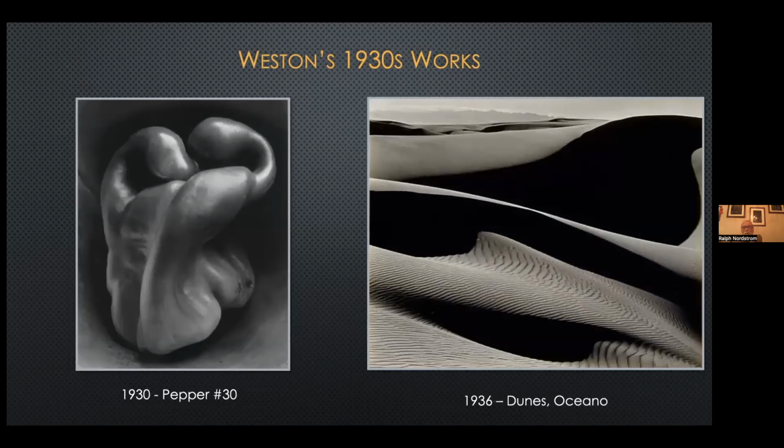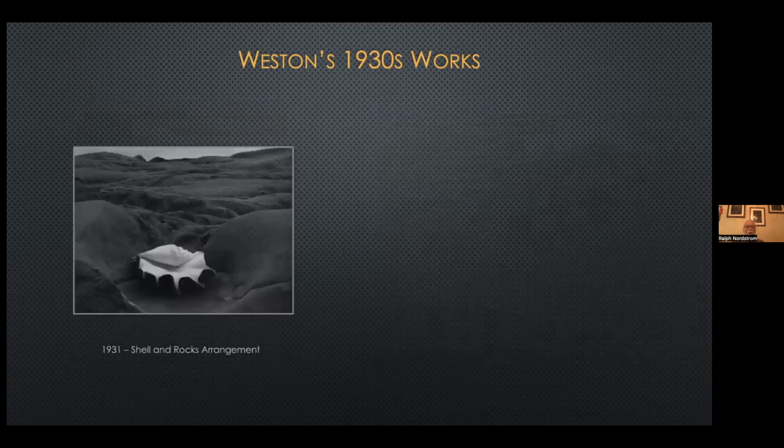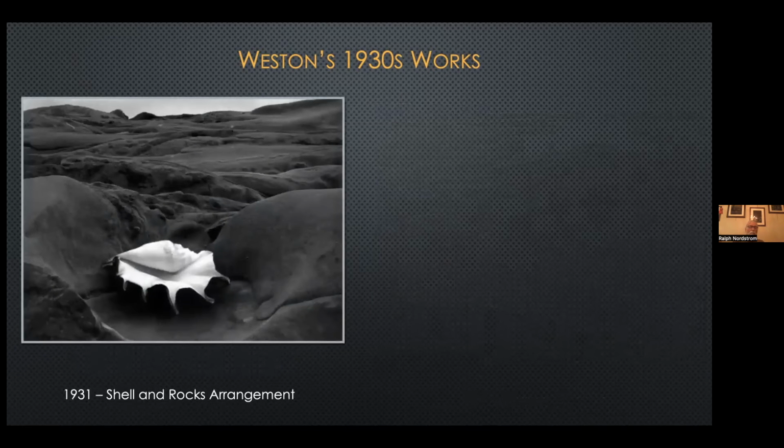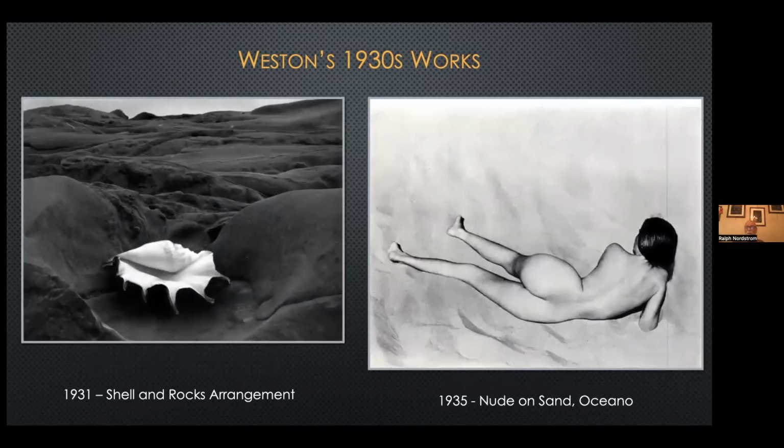Here's the trip out to the Mojave Desert, which got him doing landscapes, brought him back to Oceano and doing work along the coast. And a beautiful example of an abstract photograph. I got a few more Weston. This is an abstract that he did with the nude.